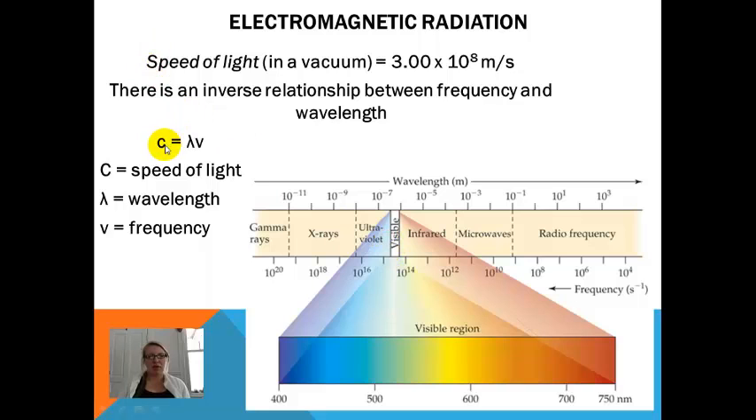And remember that the speed of light, which is 3 × 10⁸ meters per second, is equal to the frequency of the wave, ν, times the wavelength of the wave, λ. And so as wavelength increases, frequency must decrease. So here we have purple light, which is the shortest wavelength, but the highest frequency. And red light has the longest wavelength, but the lowest frequency.